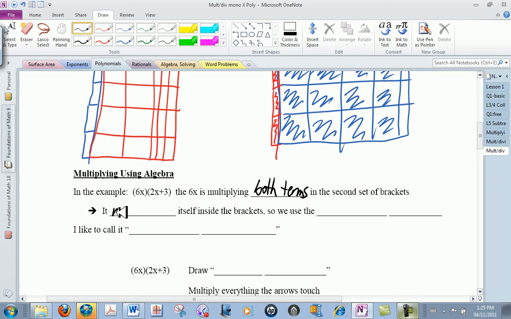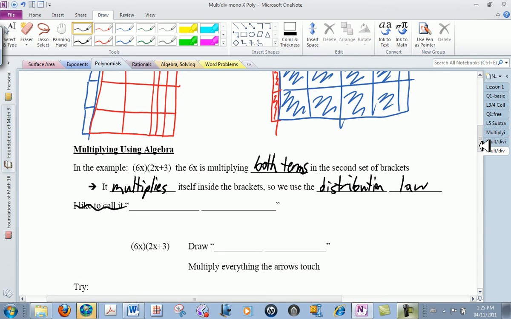It multiplies itself inside the brackets, so we use the distribution law. I haven't brought that term up, but it's a math term that says everything inside has to get multiplied. I'm not sure what she likes to call it.